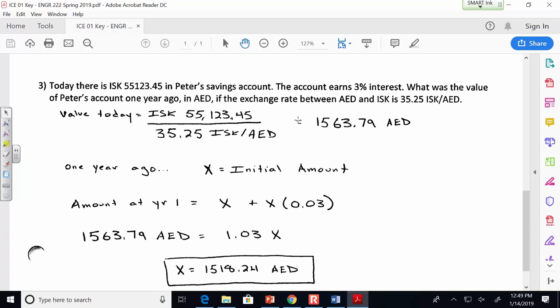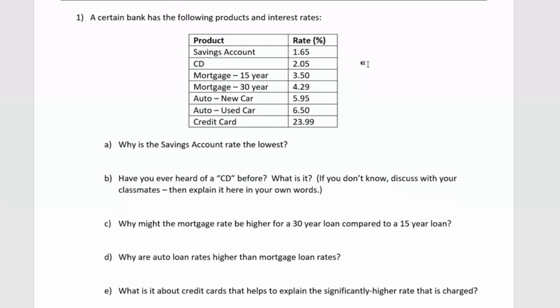And so the conceptualization of that is the amount at year one after interest has been added in. It's the initial amount, so the principal plus the interest. And the interest amount is the principal times the interest rate. So this second term here is the interest, which is principal times interest rate. So in the end, you should get 1518.24 AED.